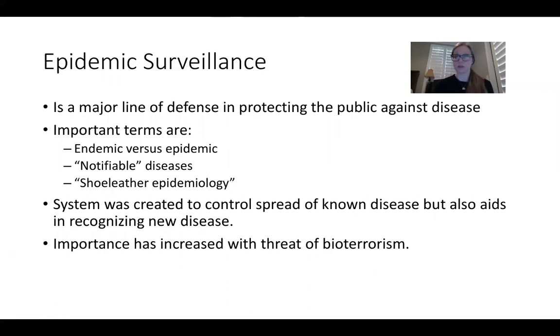Epidemic surveillance, sorry about that, is a major line of defense in protecting the public against disease. Important terms: endemic versus epidemic, notifiable diseases, shoe leather epidemiology. The system was created to control spread of known disease, but also aids in recognizing new diseases, okay? Importance of increasing with threat of bioterrorism, okay?